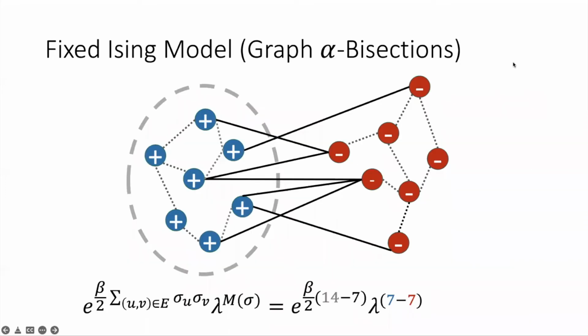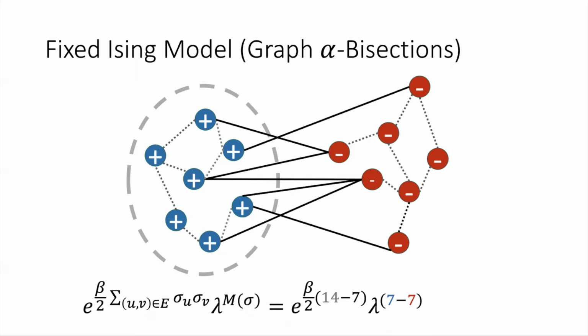Okay, so what is the fixed Ising model? Well, you can think of it that instead of a distribution over graph cuts, it's a distribution over graph bisections, or if you read the paper, graph alpha bisections. A bisection, to remind you, is a partitioning of the vertices of a graph into 2 sets of equal size. An alpha bisection is more or less the generalization of this, where you partition into a size alpha and a size 1 minus alpha, where alpha is some number between 0 and 1.